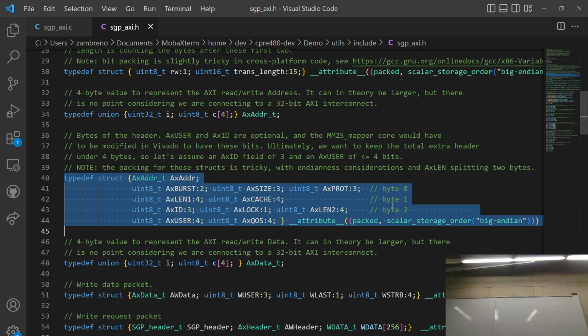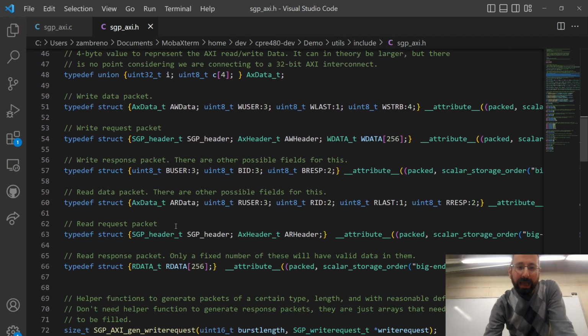And here we're specifying there's 2 bits for the burst type. There's 3 bits for the size. Somewhere there should be length. And the length is kind of annoying. It's 8 bits for the length, but it's split across 2 different packets, so we have to split it across 2 different packets ourselves. And then some of that other information that I said wasn't as critical there.